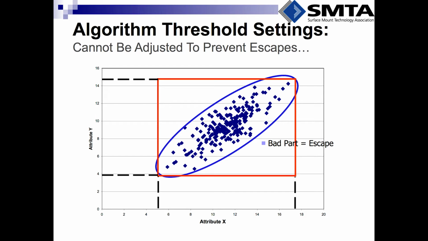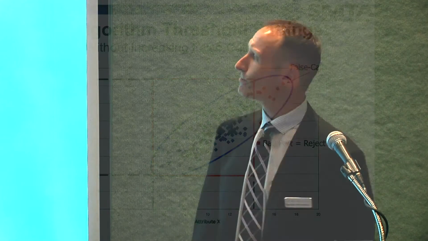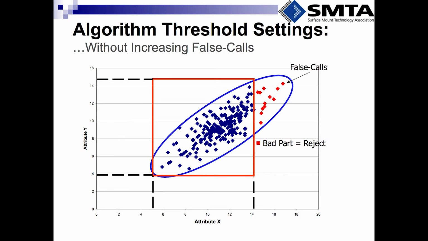Now you get a part that comes out here, and this is a bad part. With a traditional algorithm that's rigid, you've defined your box here. You've got your attribute that this is good for one attribute, and this is good for the other attribute. Well, it falls within that. So at this point, you'd say good with a traditional algorithm. You'd pass that part out, and you'd have a defect at the end of the line, and your iPhone doesn't work. So what do you do?